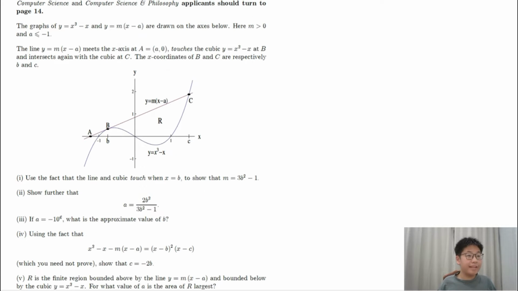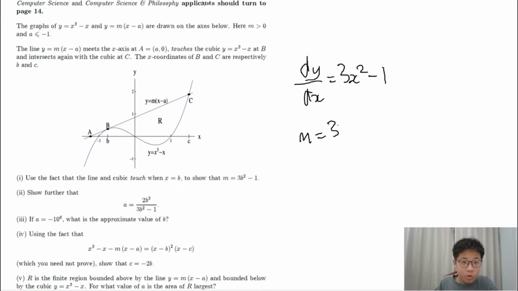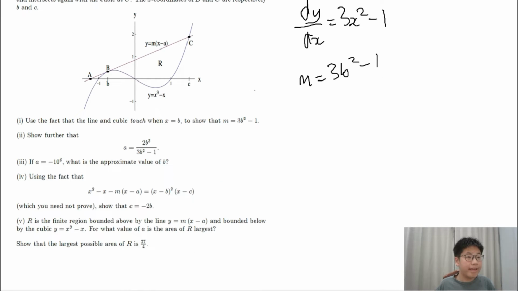Great. Use the fact that the line and cubic touch when x equals b to show that m equals 3b squared minus 1. As y equals mx minus a and y is x cubed minus x such that x equals b, then the gradients agree. So, we are now going to differentiate: dy over dx equals 3x squared minus 1. So m equals 3b squared minus 1. There. Simple. Strong order that a equals 2b cubed over 3b squared minus 1.